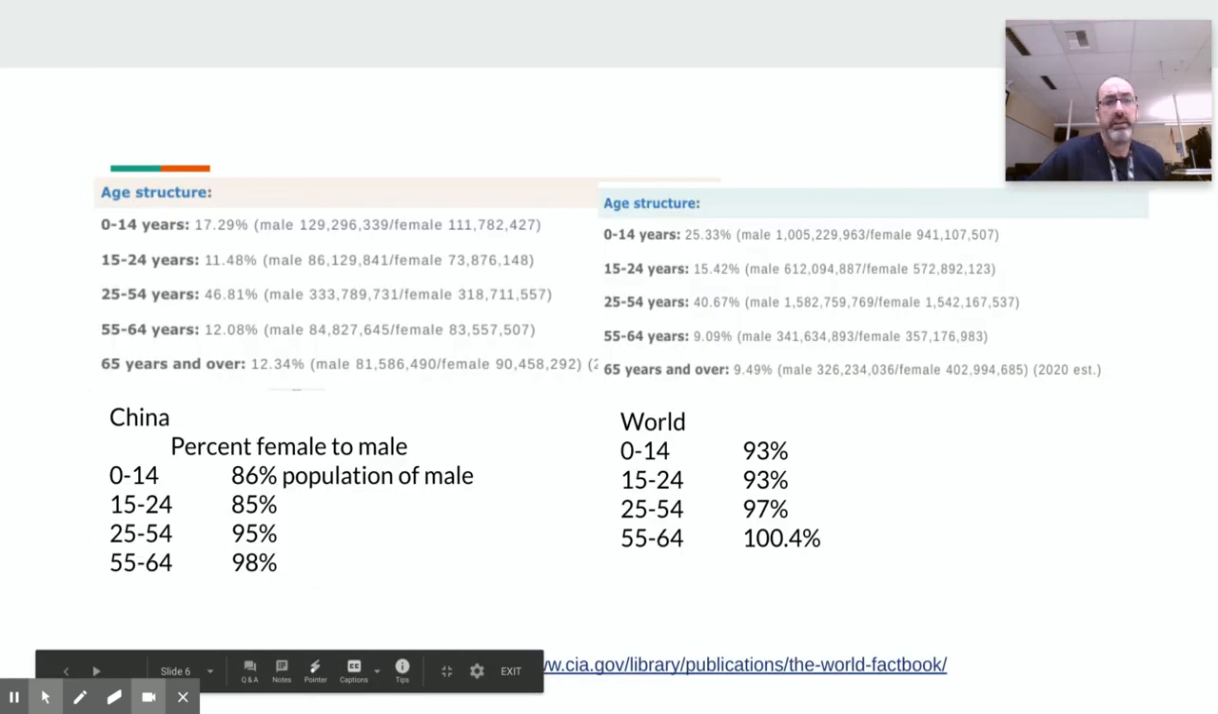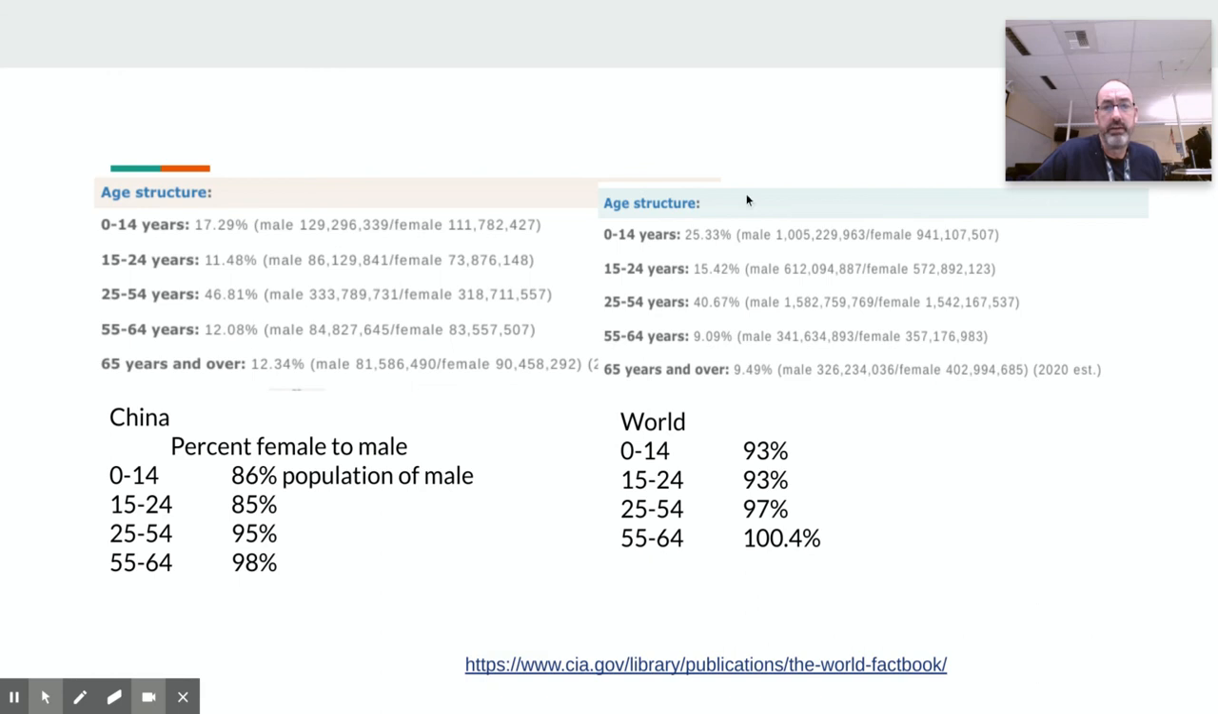Now, another way to illustrate this, this is from the CIA webpage, World Factbook. This side is the China side, and this side over here is the world side, 0 to 14 years old. I want to show you in real numbers and also percentages because there's several things we've got to see on this graph. 0 to 14, we have 129,296,339 boys. On the girls' side, you have 111,782,427 girls. And so at 0 to 14 on the China side, for 100 boys, you have 86 girls. So they are 86% of the population when compared to that boy side. On the world population, the average is 93%. So China is 7 percentage points lower when you look at the girl to boy ratio.